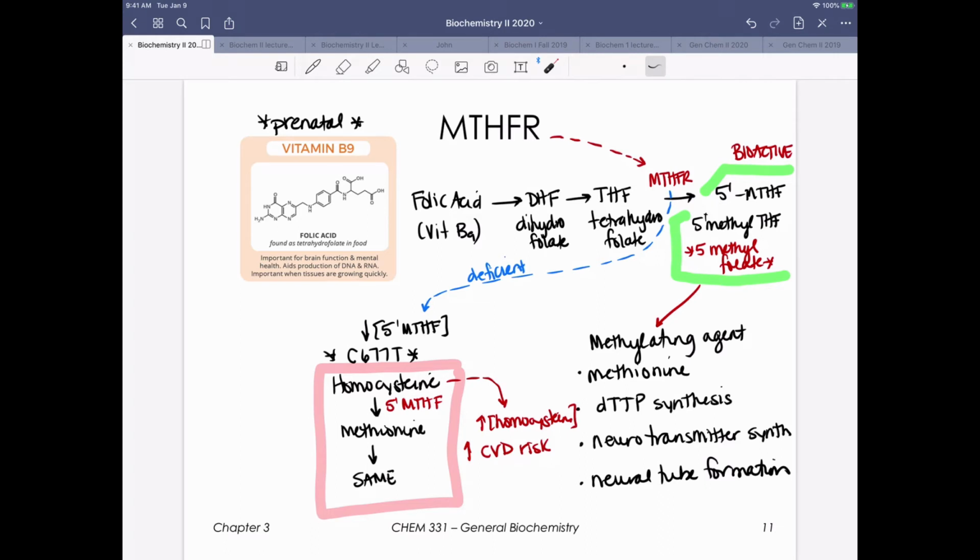And not only do we have this little story that we talked about, but 5-methylfolate is really important as a biological methylating agent. We're going to look at this in a little more detail with this story of methionine, but we're also going to revisit this concept in our next learning unit, because 5-methylfolate is important for the synthesis of the dTTP nucleotide, so the thymine nucleotide. It's also really important for synthesis of certain neurotransmitters and in neural tube formation. So a lot of the things that we talked about last semester show why 5-methylfolate is so important and thus why functional MTHFR is very important.